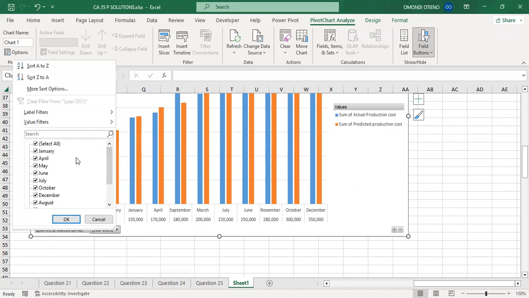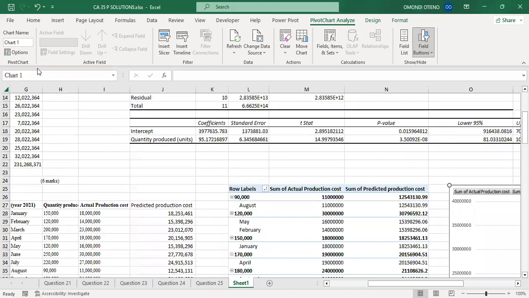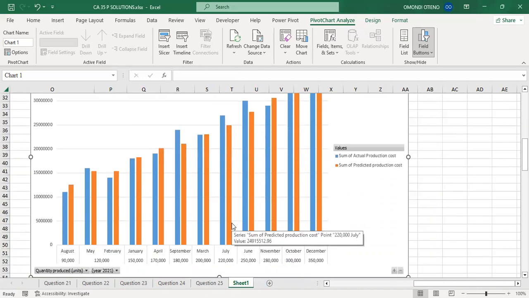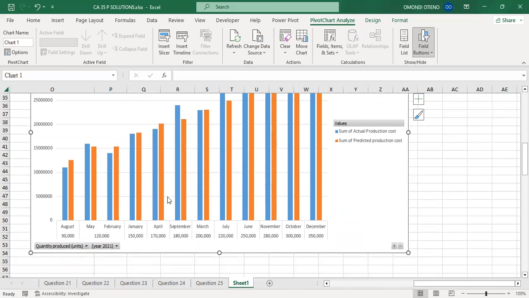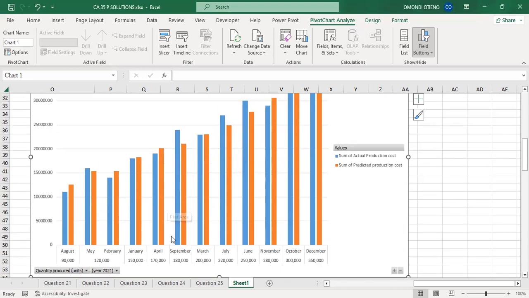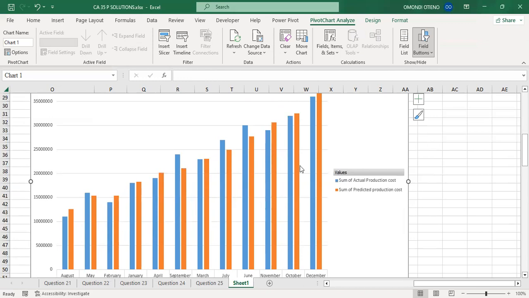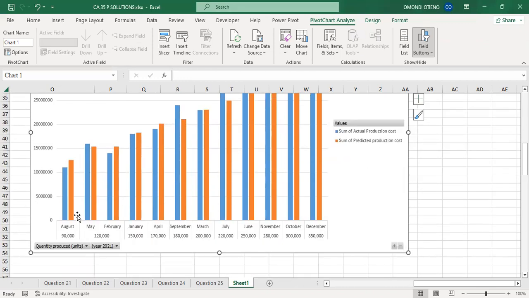We have the months. You can put them A to Z, maybe, and you see what's happening. You can put them in another order. You can sort them in any way that you need. But then this one here, because we are comparing two different items, you want to see how tall one of them is maybe. So like in the month of August, we have two of them.